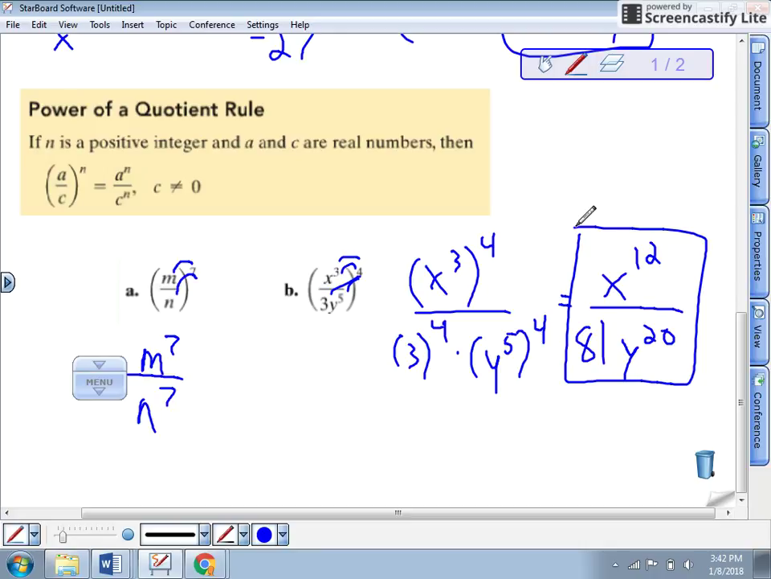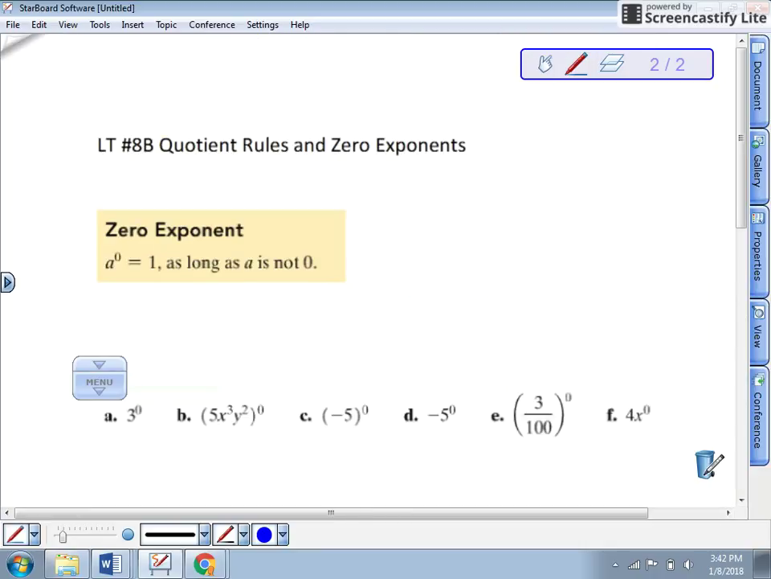Okay, last thing we'll take a look at is zero exponent. It's really easy, but we'll show you why it is. Let's take a look at a quick example. If I have x to the third over x to the third, well, let's use our quotient rule. How do we figure out that answer? Okay, well, it's x times x times x over x times x times x. It's all going to cancel out.